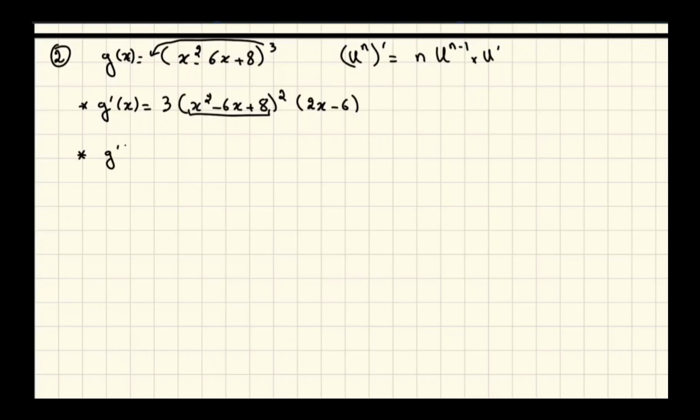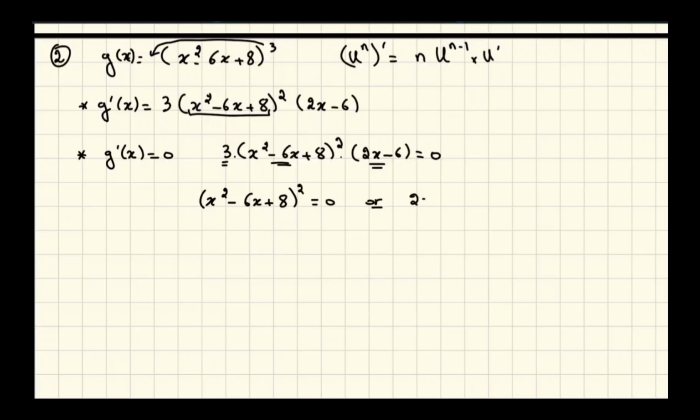Now, g prime of x equals 0. This is the second step. It means 3 multiplied by x squared minus 6x plus 8 squared multiplied by 2x minus 6 equals 0. So we have a product of factors equal to 0. It means either the first is 0, or the second is 0, or the third is 0. Now we're sure that 3 is not 0. So either x squared minus 6x plus 8 squared equals 0, or 2x minus 6 equals 0. For the first one, if we have something squared or cubed, we don't care, we just take what is inside the parentheses to be 0.